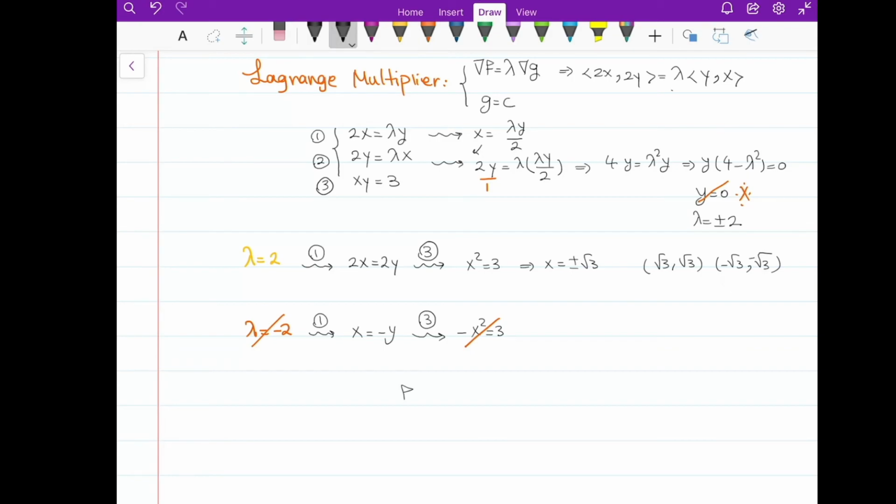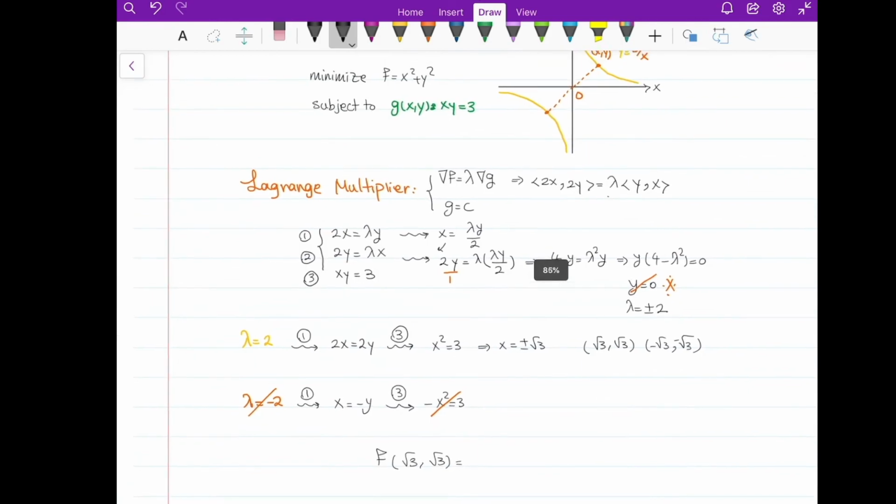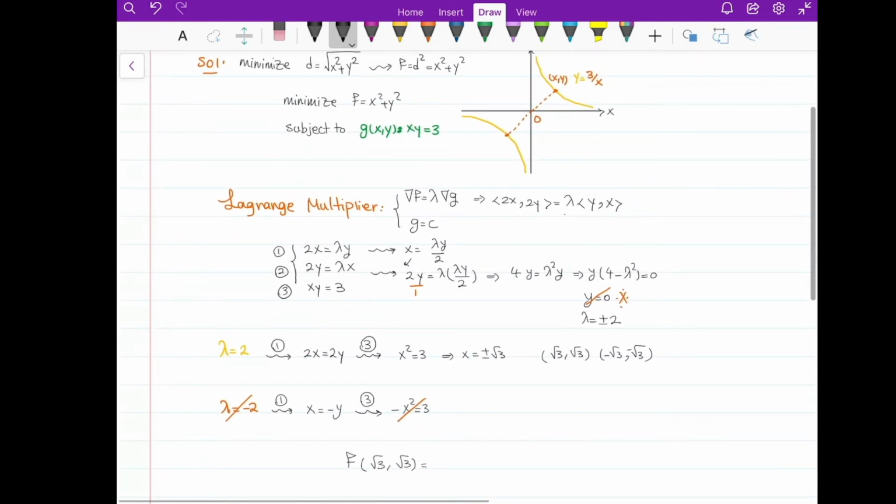So let me find the distance at root 3, root 3. What was the function f? It was x squared plus y squared, so this is 6, and the distance would be the square root of 6. We do the same for negative root 3 and negative root 3. This is also 6, and the distance is also root 6 for both of them. So the points that we are looking for are negative root 3, negative root 3 and root 3, root 3.